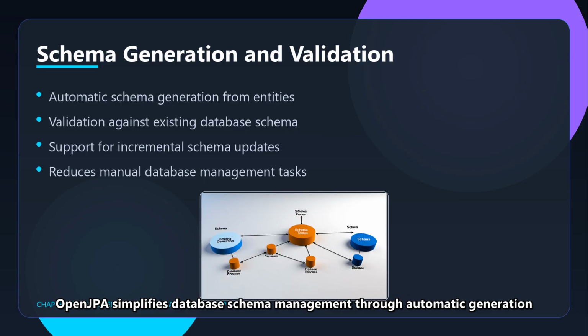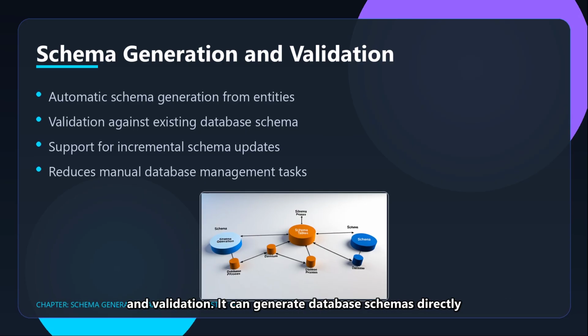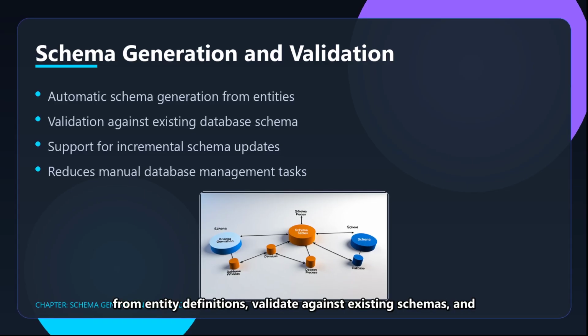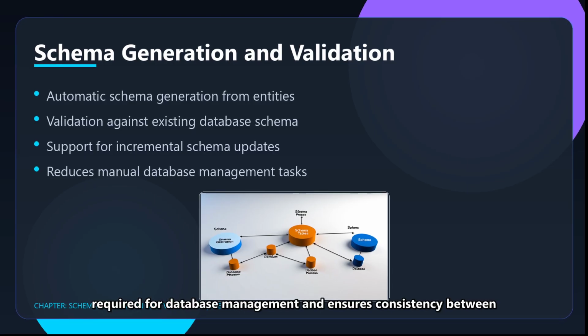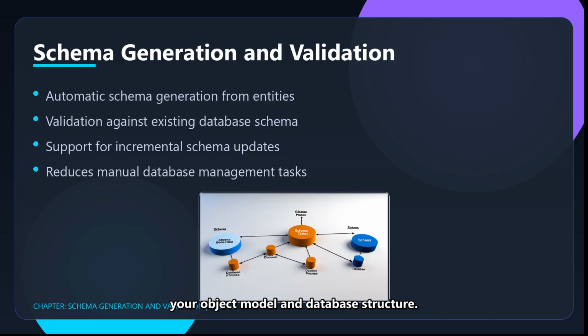OpenJPA simplifies database schema management through automatic generation and validation. It can generate database schemas directly from entity definitions, validate against existing schemas, and support incremental updates. This reduces the manual effort required for database management and ensures consistency between your object model and database structure.